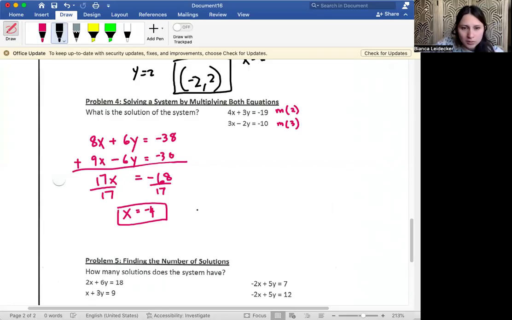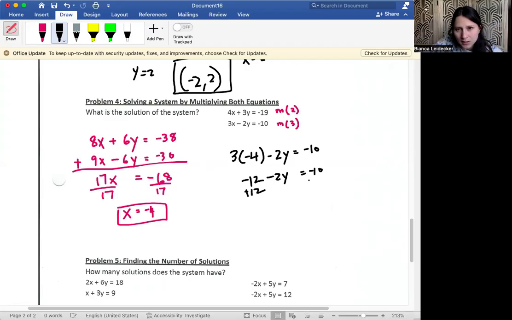Okay, then same, you know the drill. Plug x into one of your equations. I'm going to use the second one. 3 times -4 minus 2y equals -10. This would be -12 minus 2y equals -10, plus 12 on both sides. -2y equals +2. Divide by -2, y equals -1. So my solution is -4, -1.